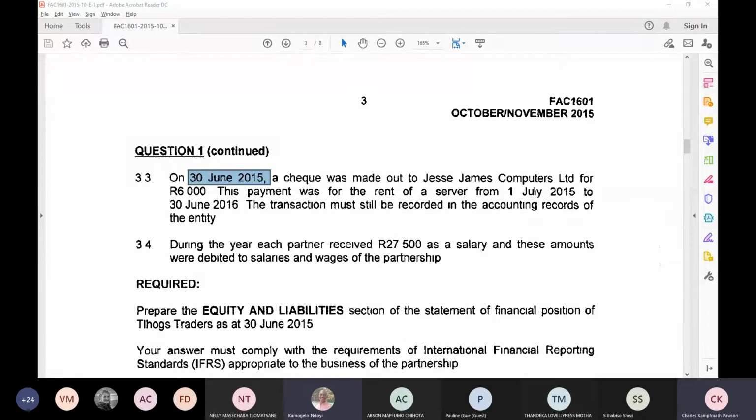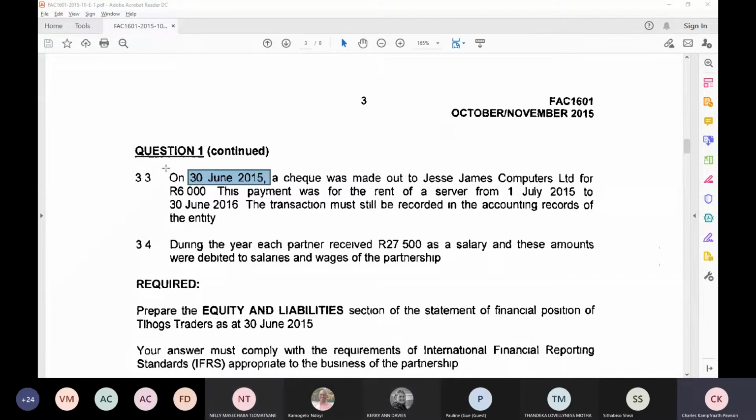Isn't it already? Would you not just reduce the profit for the year by the 6,000 Rand? Would have to increase it because it was deducted. Wasn't deducted. Isn't it prepaid expense in a way? Prepaid expense relating to it. But guys, basically, equity and liability does not include any rent.